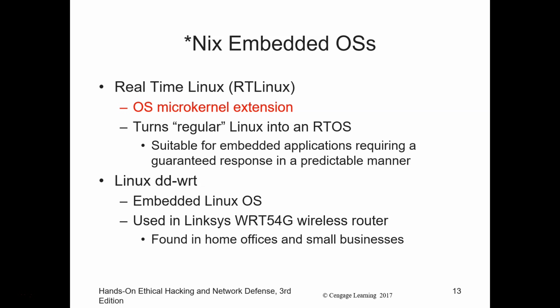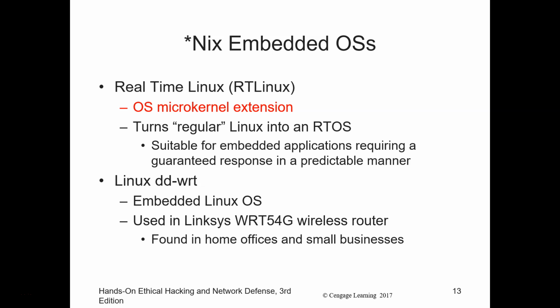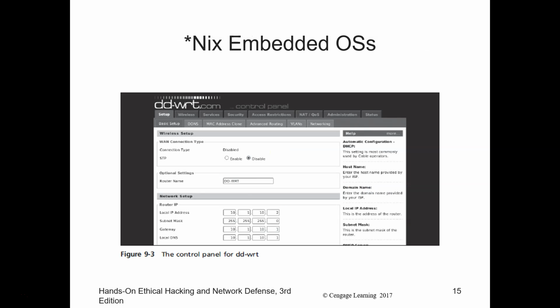Okay, so the first one, the monolithic, is just designed for specific devices, for industrial, medical, and consumer items, right? Remember, the monolithic is tailored for devices with limited memory and hard disk capacity. So this Linux one, the microkernel, you can use for a wide range of uses. If you see in the slide here, it shows you an example, a graph about the difference between monolithic kernels and microkernels. Okay, all right.